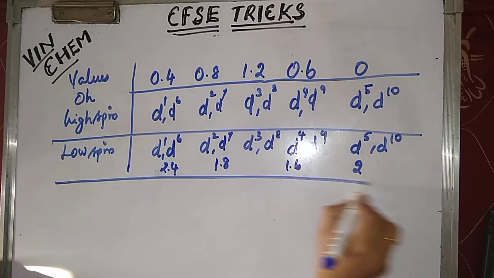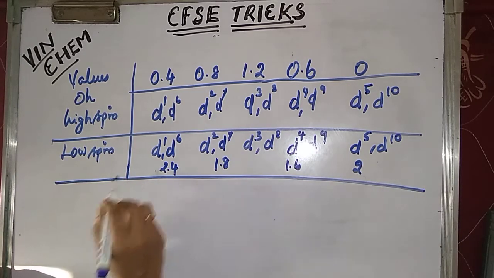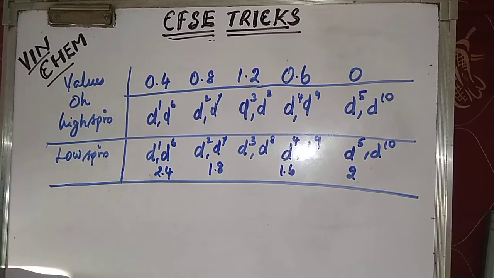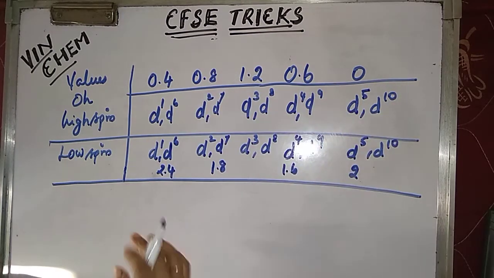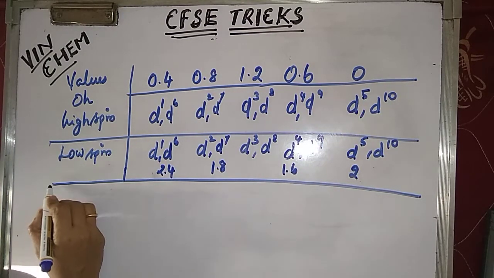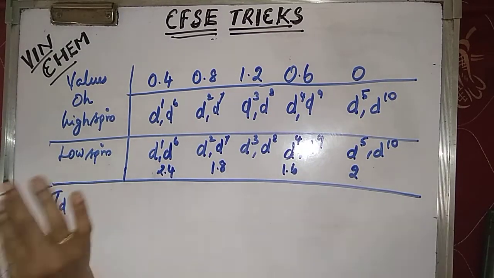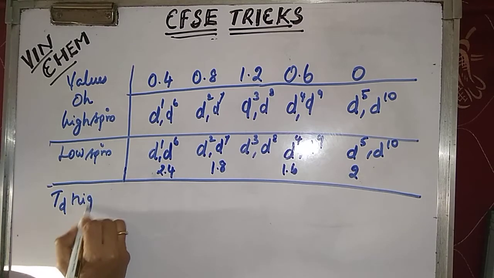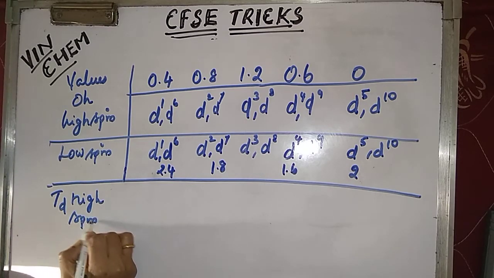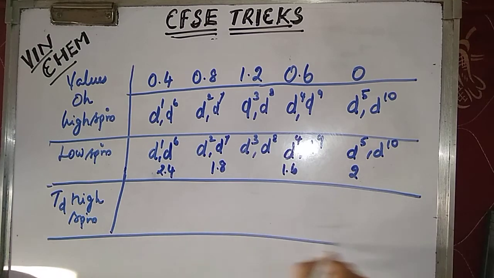Don't forget to mention the negative sign in front of the values. All these are negative values. And for tetrahedral, only high spin is possible, as I already said. Tetrahedral high spin, what is the value?